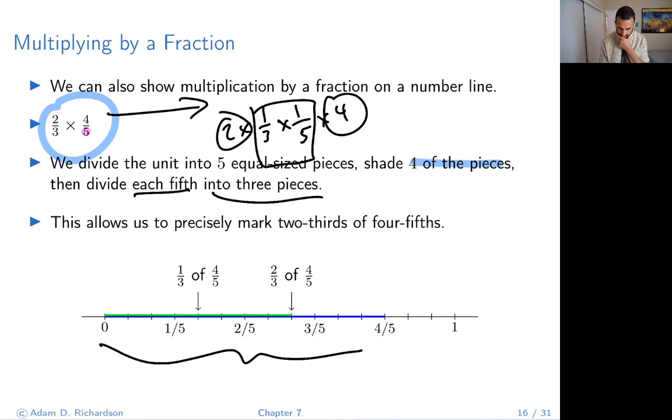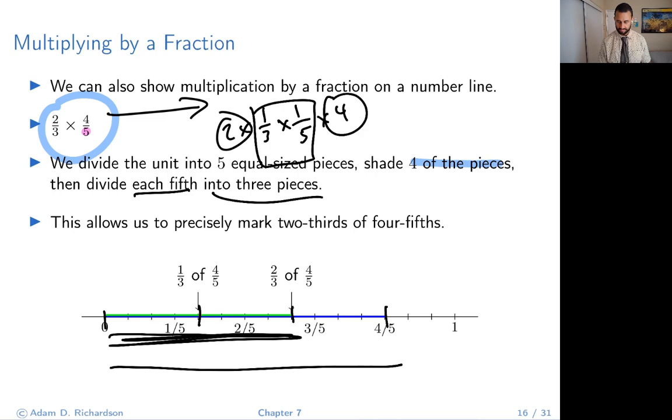And let me point this out, too. Notice that this really is 2/3 of this length. Look at that. That's definitely 2/3 of this. Definitely. You can see it.